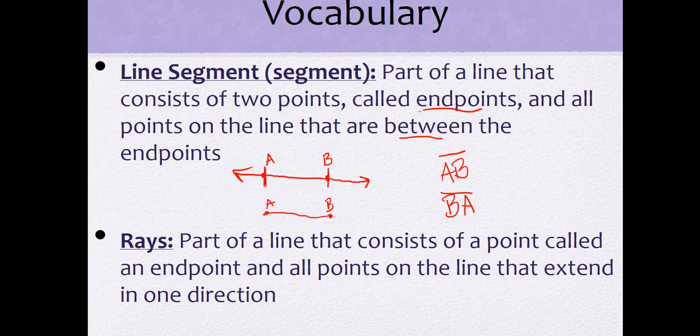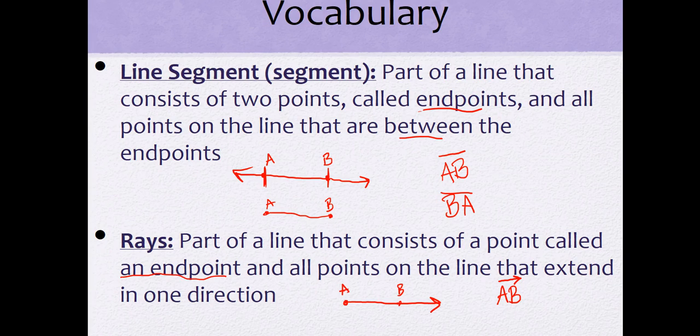Alright, our next thing is rays, part of a line that contains one endpoint and all the points that extend in one direction. So ray is like a ray of sunshine. You have 1 point extending in one direction. So these could also be part of a line. This could keep going the other way. But if I'm just talking about the ray part, for this example I would call ray AB. And since it's a ray, you draw an arrow pointing to the right.